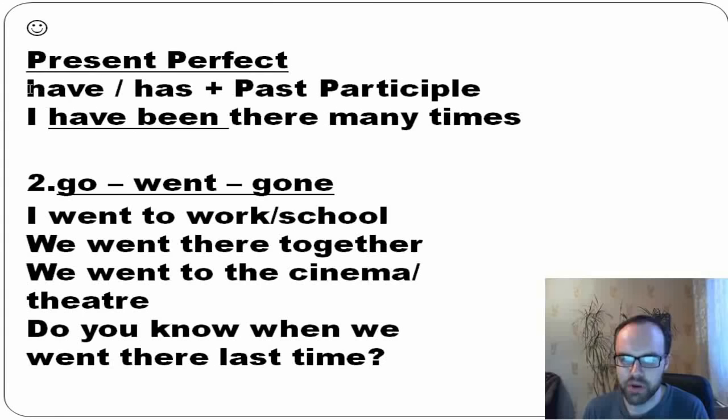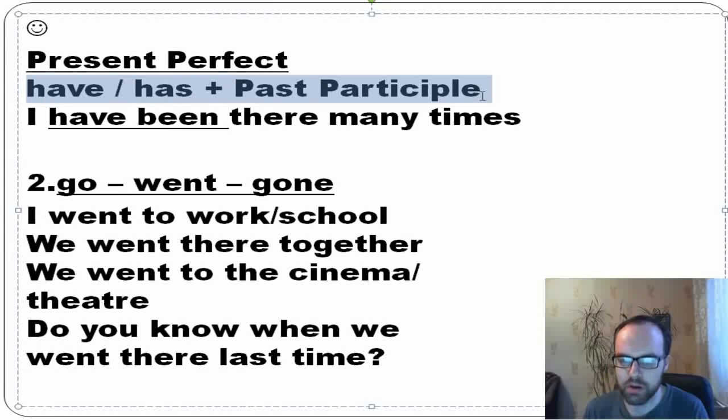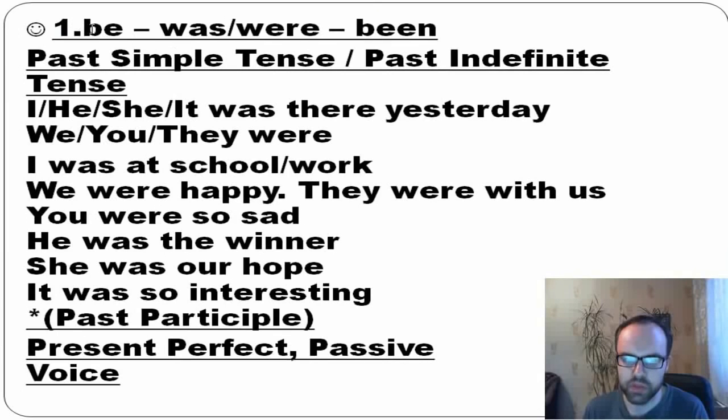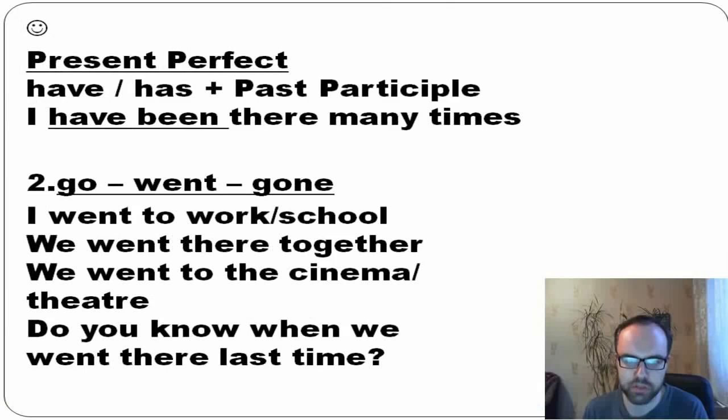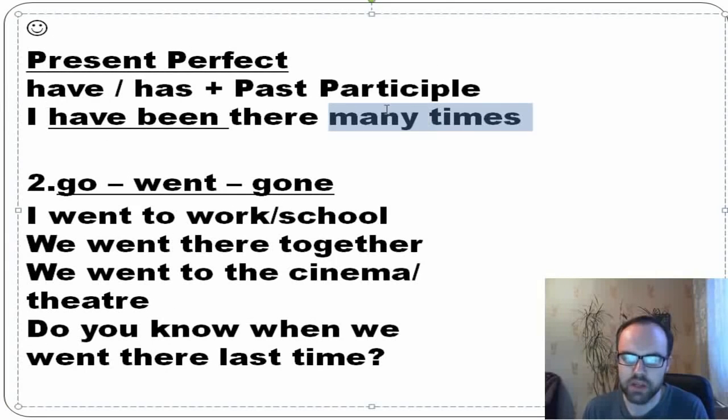So present perfect: have, has plus past participle. Past participle is the third form. So be is the first form, was, were is the second form, in other words past simple, and been is the third form, past participle. So, I have been there many times. If you have many times, you use present perfect. Okay, the next irregular verb: go, went, gone.